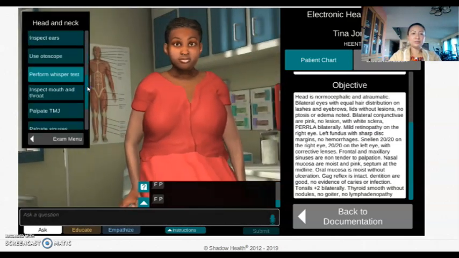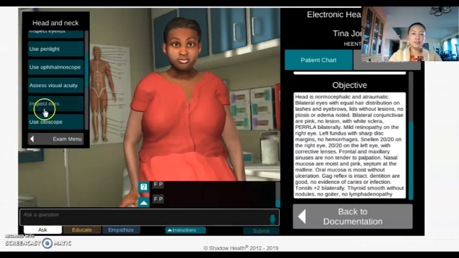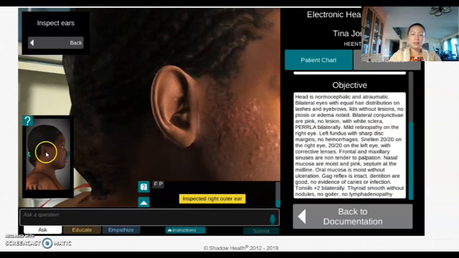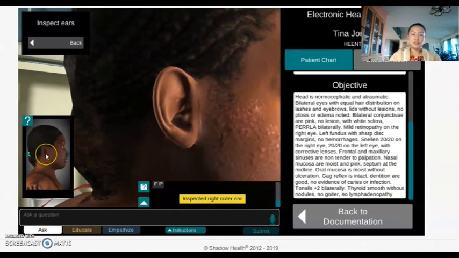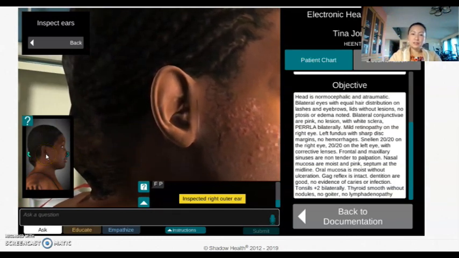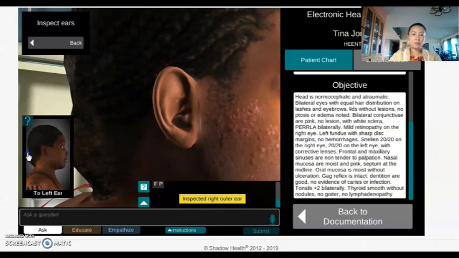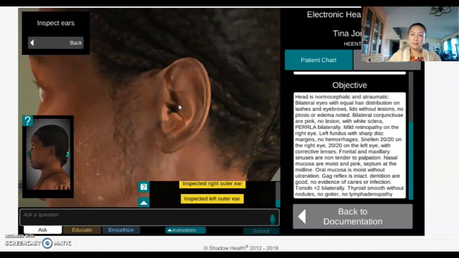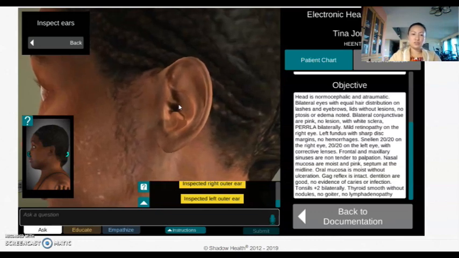Okay, so going to the ears, I am going to inspect the right ear. I don't see any drainage. The color is pink. There's no paleness. And same thing on the other side. On the left ear, I don't see any drainage.